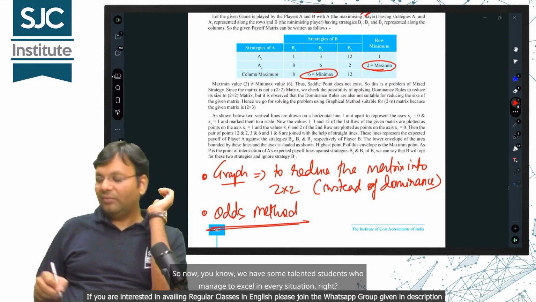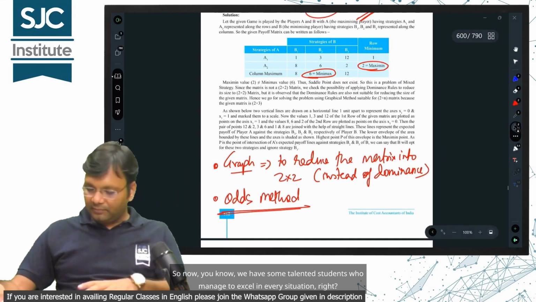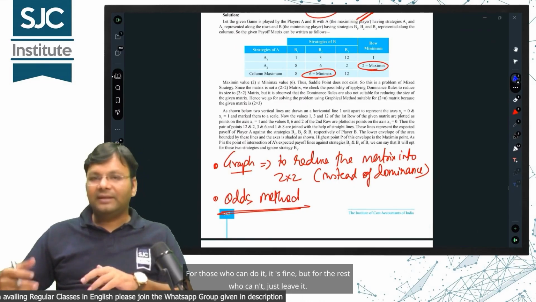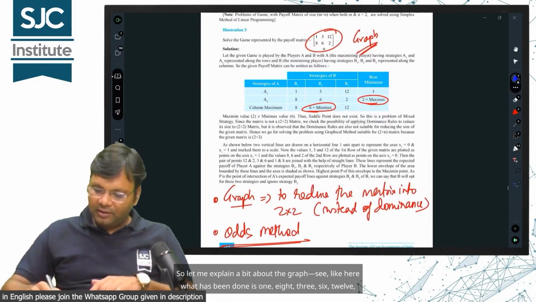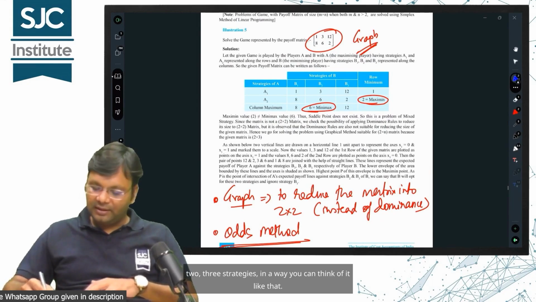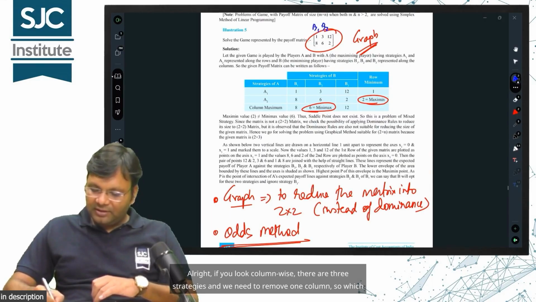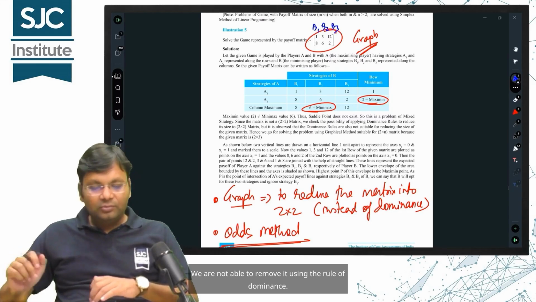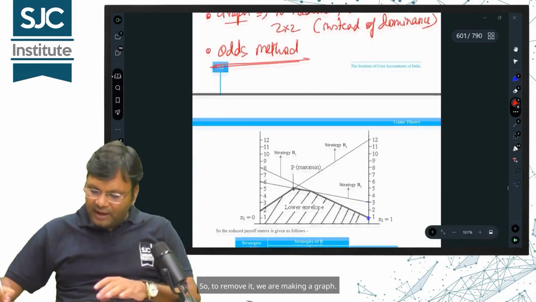Now, we have some talented students who manage to excel in every situation. For those who can do it, it's fine, but for the rest who can't, just leave it. So let me explain a bit about the graph. Here we have 1, 8, 3, 6, 12, 2. You can think of it as 3 strategies. Looking column-wise, there are 3 strategies and we need to remove one column. Which column should be removed? We are not able to remove it using the rule of dominance, so we are making a graph.